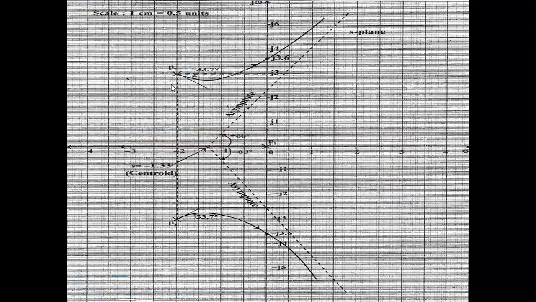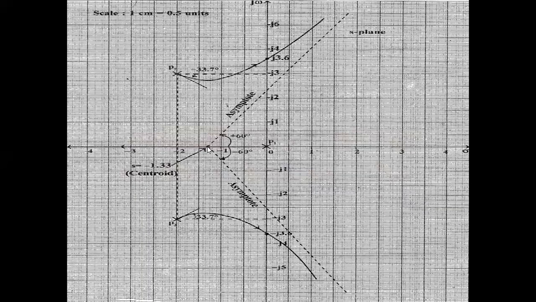Now, finally, we have to draw the picture on a graph sheet. Assume 1 centimeter is equal to 0.5 units, and denote all these poles and zeros. First, we have to identify the poles and zeros. Next, represent the poles and zeros. Next, calculate the asymptotes. The number of asymptotes is p minus m, so you will get 3. The angles of the asymptotes are 60 degrees, minus 60 degrees, and 180 degrees. 3 asymptotes.